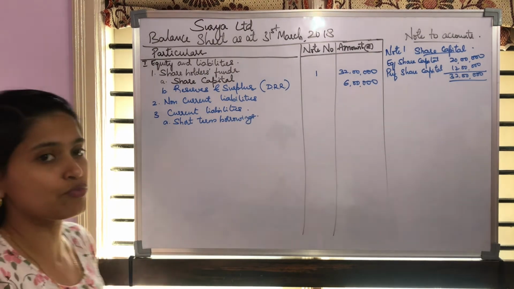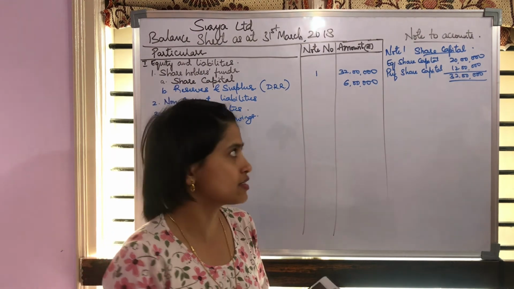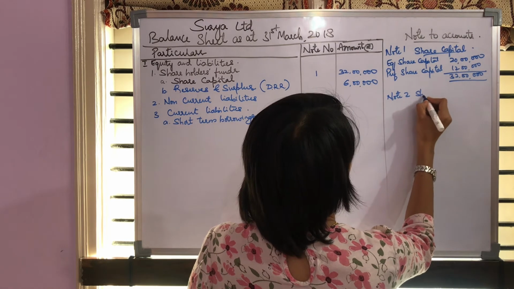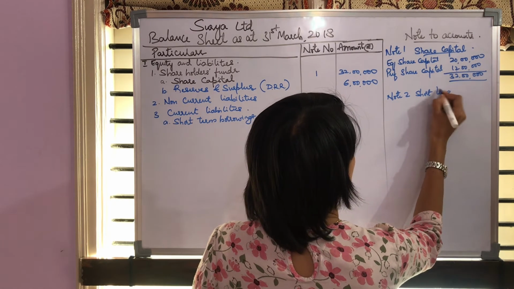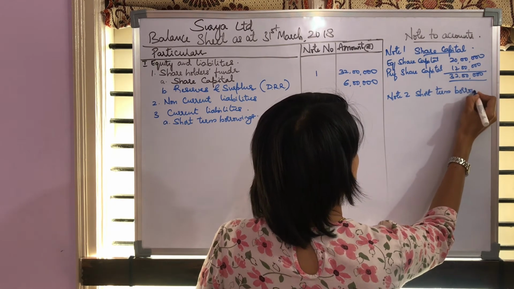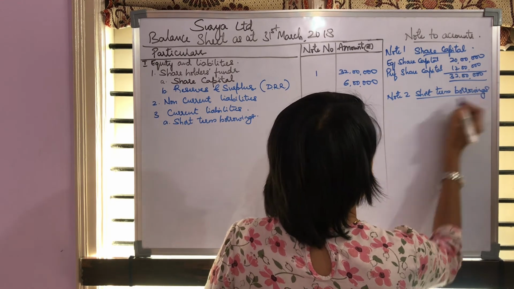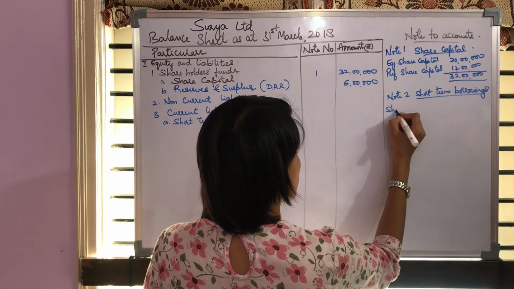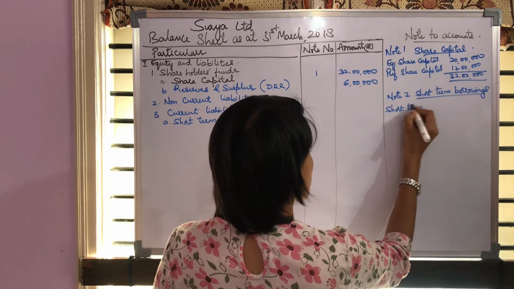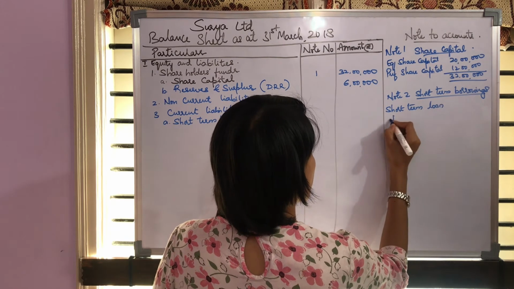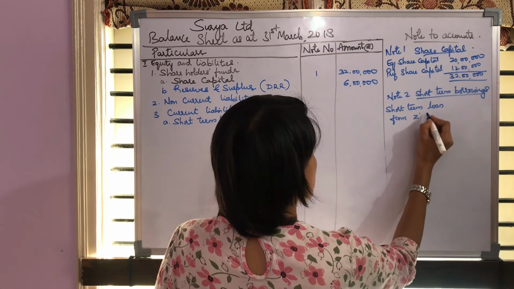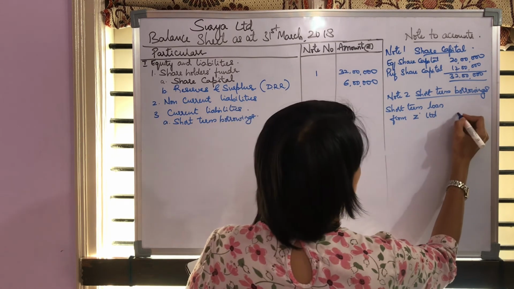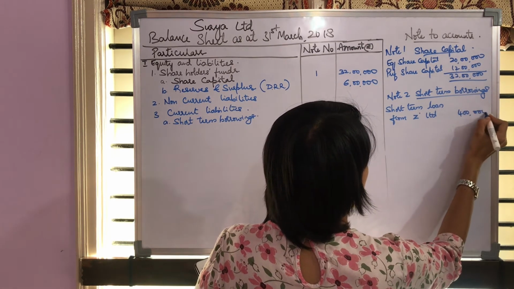So there are two types of borrowings the Surya Limited has done. So therefore we will prepare note number 2, short-term borrowings. So the first one being they have borrowed short-term loan from Z Limited and the amount being rupees 4 lakh.